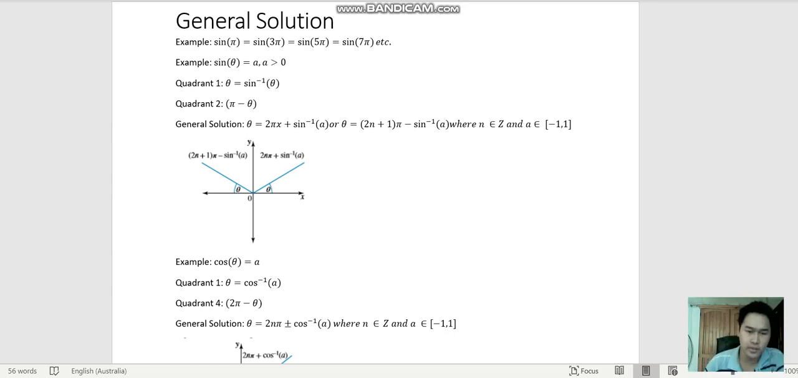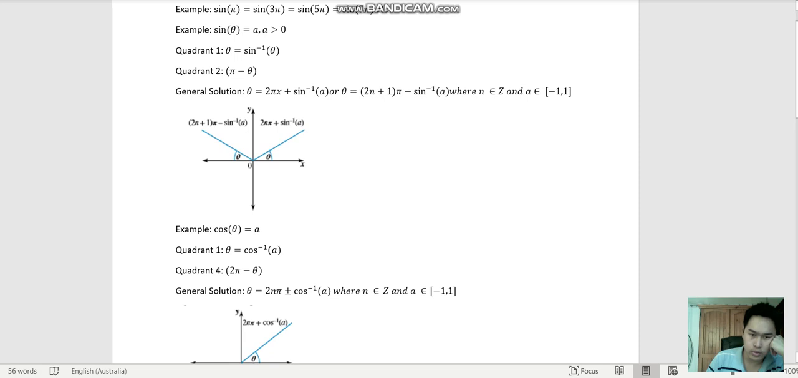Okay, so for the first example, if a question is asking you to solve sine of theta equals a, where a is greater than 0, it means theta is in quadrants 1 and 2, because sine is positive in quadrants 1 and 2, because that's the y value. So in quadrant 1, theta is the inverse sine of a, and in quadrant 2, it's pi minus that angle.